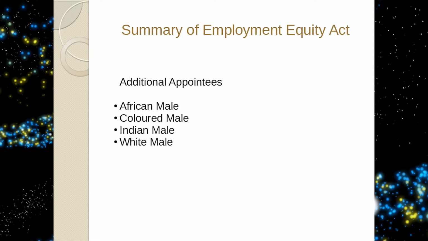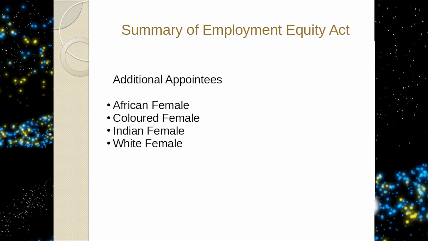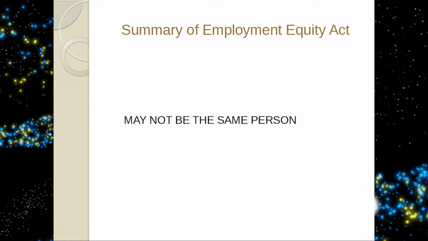Then an additional colored male representing colored males. An additional Indian male representing Indian males. An additional white male representing white males. Then an additional African female representing African females. Colored female representing colored females. Indian female representing Indian females and white female representing white females. Again, not to be the same person already representing the occupational levels.